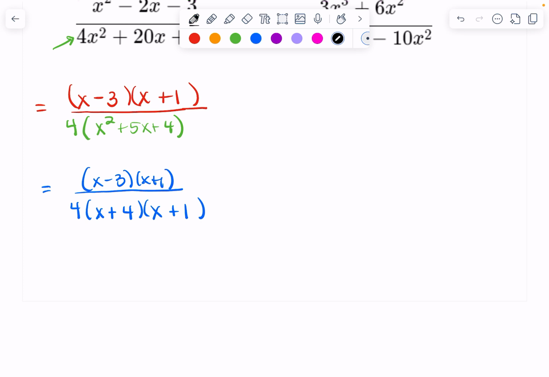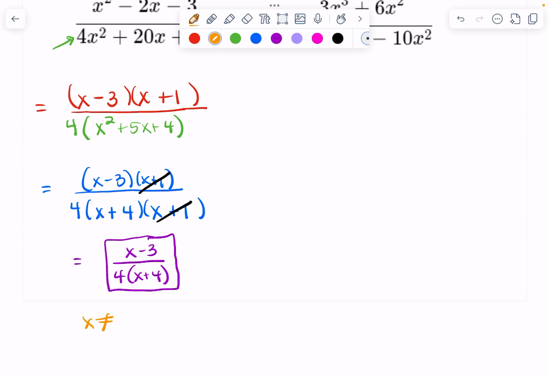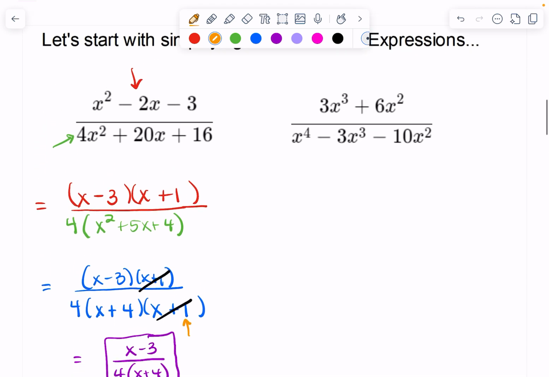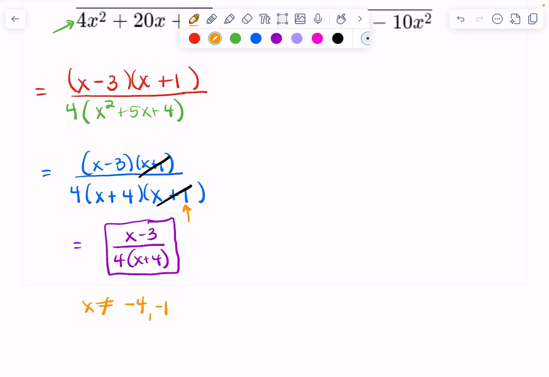It's fully factored because there are no more common factors and there are no more x squareds to break down. And you can take a common factor of x plus 1 on the top and the bottom and cancel. So your final fraction answer will be x minus 3 over 4 parentheses x plus 4. You don't need to distribute the denominator. You can just leave it in factored form. But of course, the restrictions: x cannot take on the value of -4, because that was from our answer, as well as -1, because that was canceled. And there wasn't anything else that we canceled along the way, so those are our only 2 restrictions.